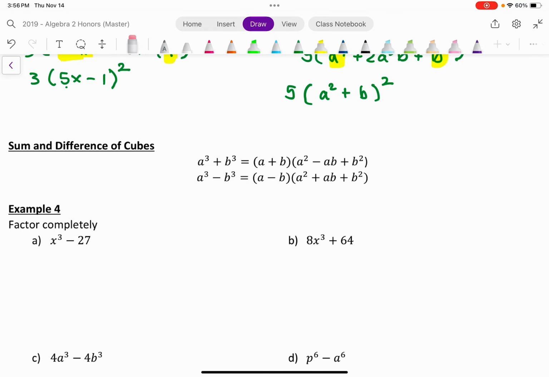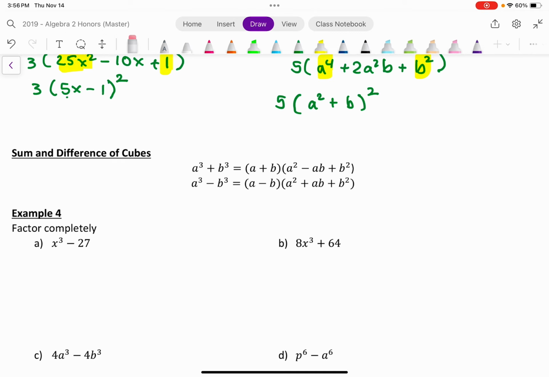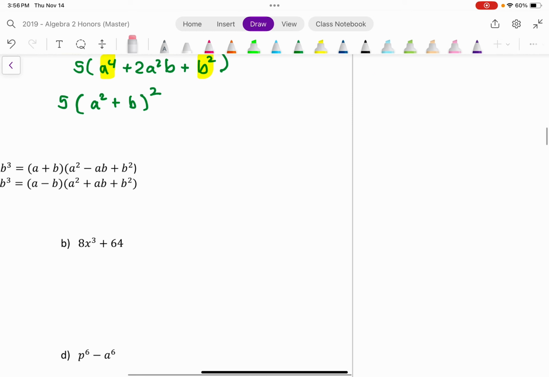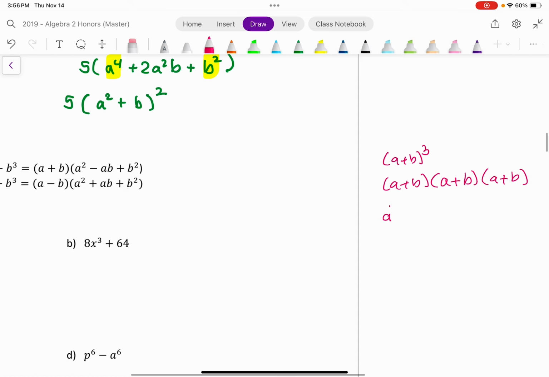Now, when you have the sum and product of cubes, this is what it ends up being. It is not a plus b cubed. Like this makes no sense. If I had, for example, a plus b cubed, it means a plus b times a plus b times a plus b, and then you would multiply all of that out, and I can tell you it ends up being a cubed plus 3a squared b plus 3ab squared plus b cubed. This is not the same as a squared plus b squared.